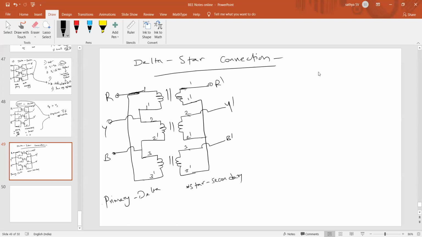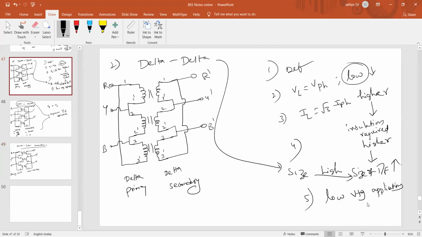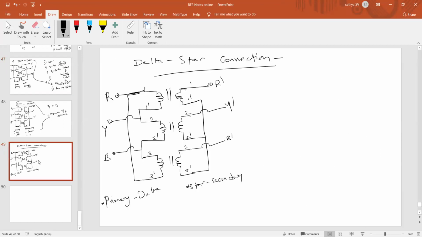Tell me the points quickly. So delta, in the sense, are the voltage values higher or lower? Lower. See, in delta the values are lower. Low voltage. Right. Don't confuse me. On star, higher voltage. Voltages are higher.